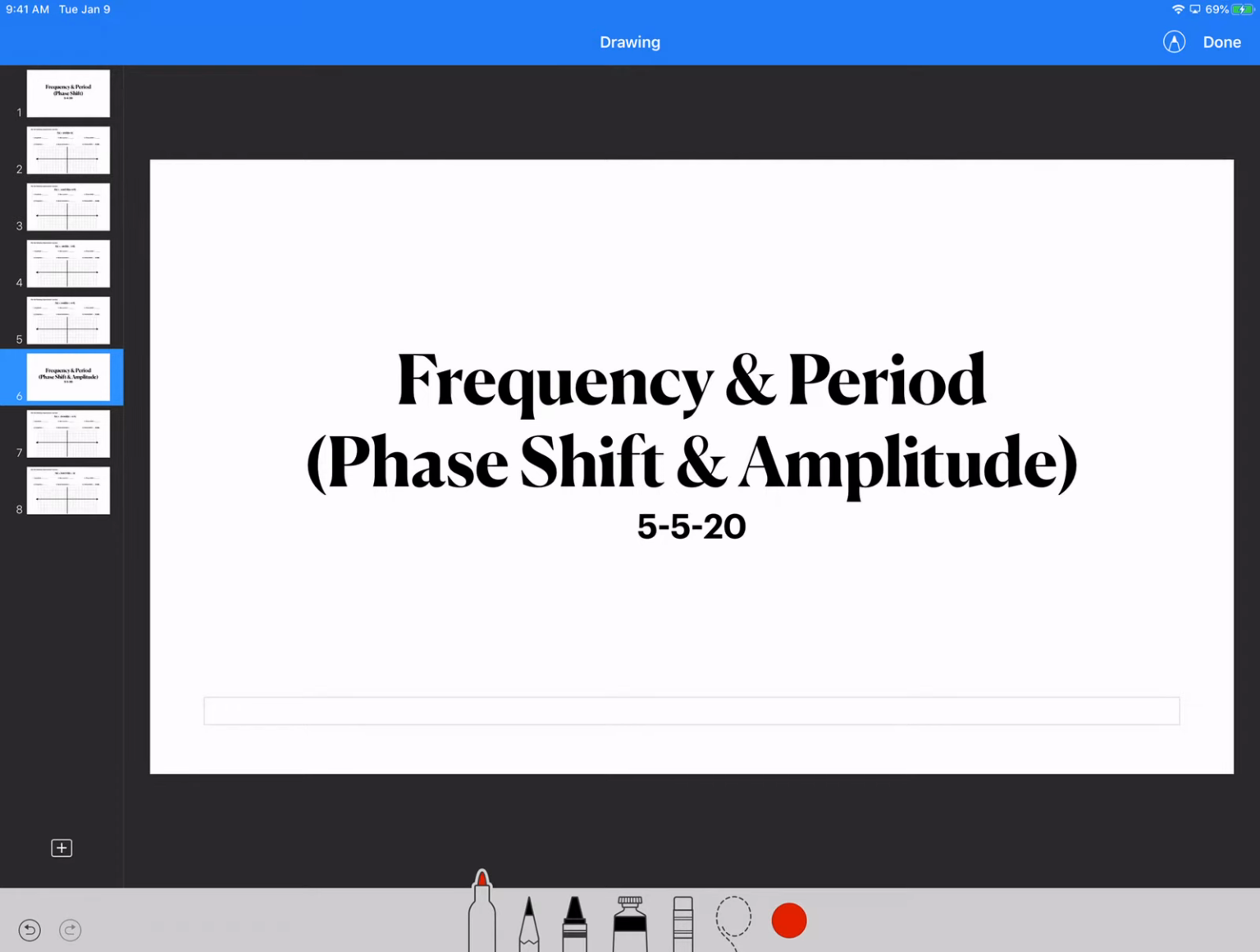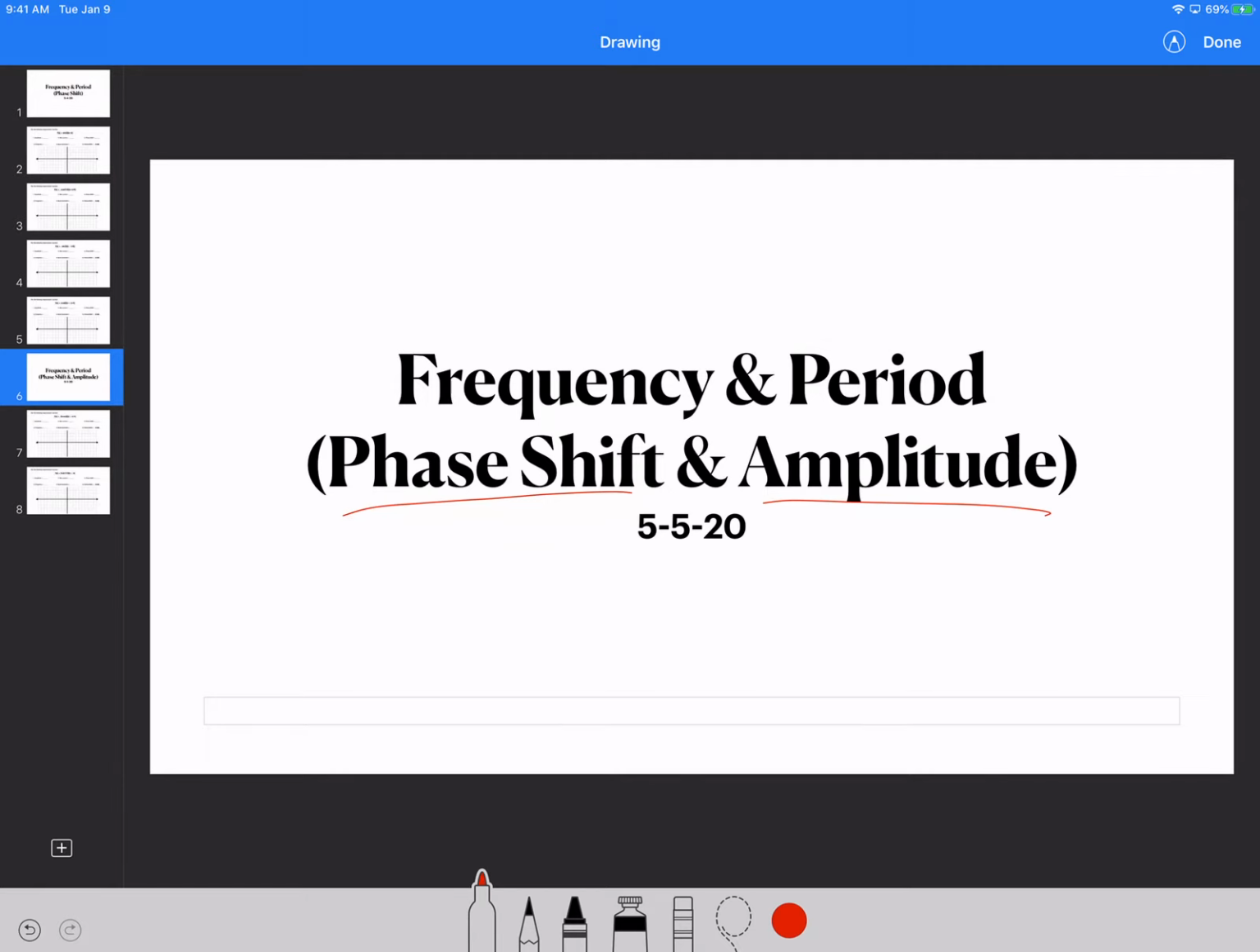Hello, class. Today we'll be talking about frequency and period, along with phase shift and amplitude all together. Now, tomorrow you'll be dealing with all four components of a trigonometric function. So you will be dealing with frequency, phase shift, and amplitude, as well as the vertical shift. And on Thursday we'll do a review, and on Friday will be your quiz.